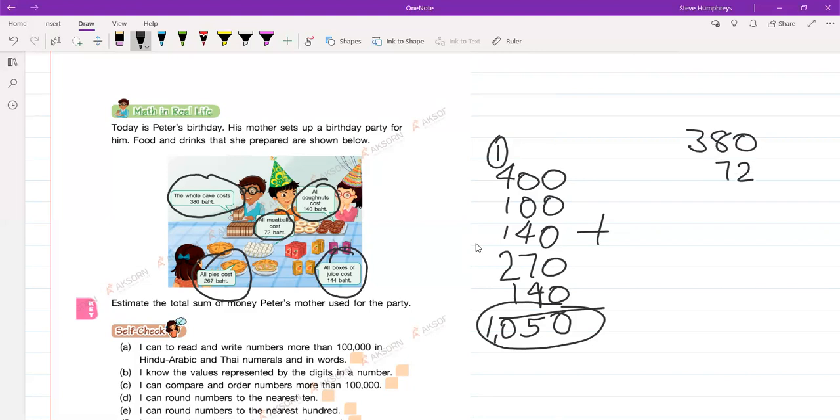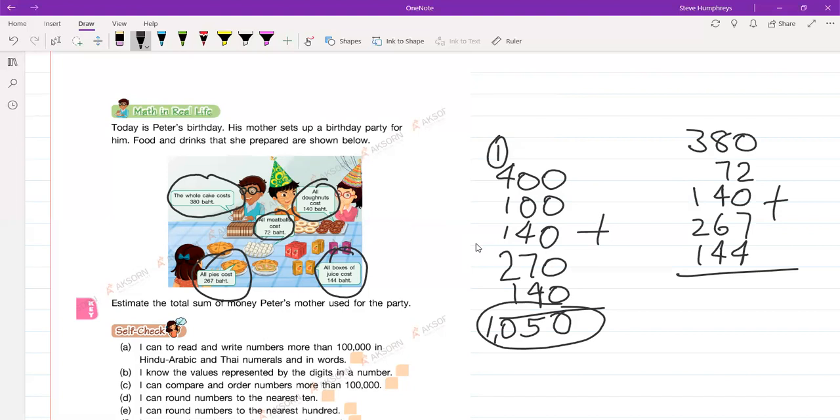72, 140, 267, 144. I'm going to add them together to get the actual amount. Okay, let's add them together.